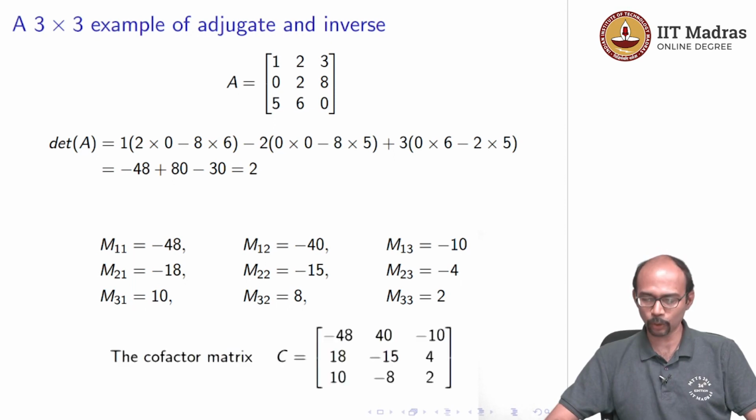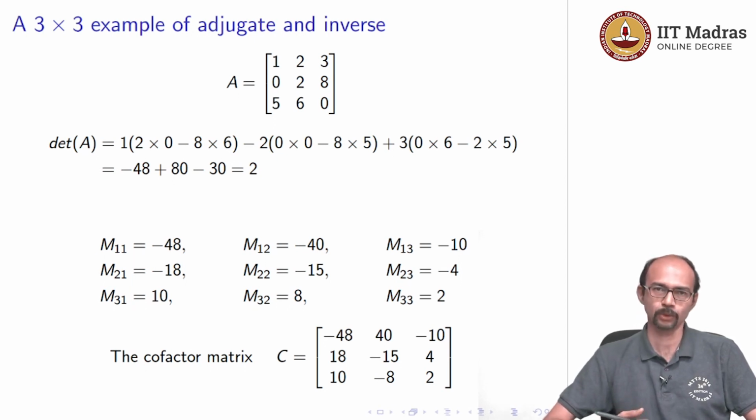So, now let us write down the cofactor matrix. So, the cofactor matrix, remember, is given by taking these minors and putting them into the corresponding positions, but by multiplying each of them by minus 1 to the power i plus j. So, the first term remains the same because it is minus 1 to the power 1 plus 1. So, it is minus 48. The second term comes with a minus sign. So, it is minus of minus 40, which is 40. Third term is again 1 times minus 10. So, just minus 10 and so on. So, you have 18 minus 15 4 and then 10 minus 8 2. So, this is your cofactor matrix.